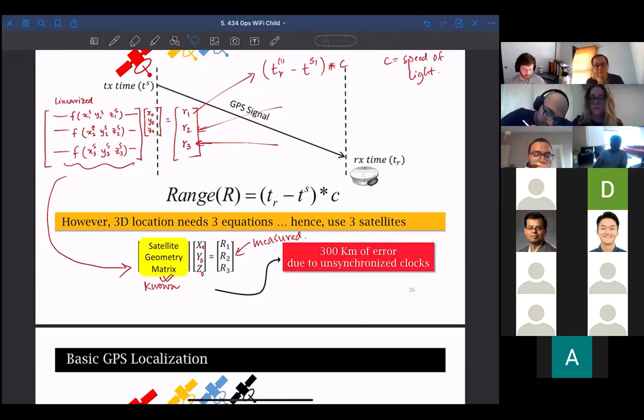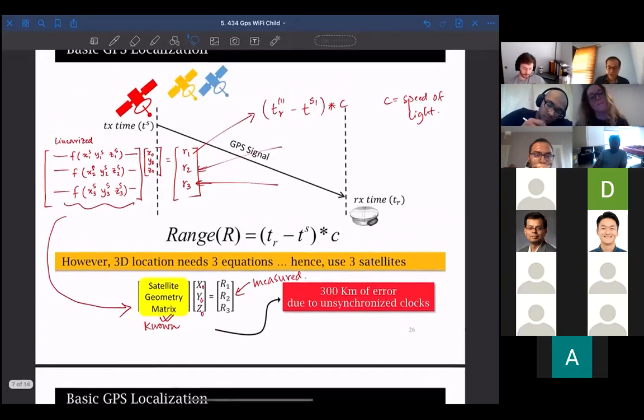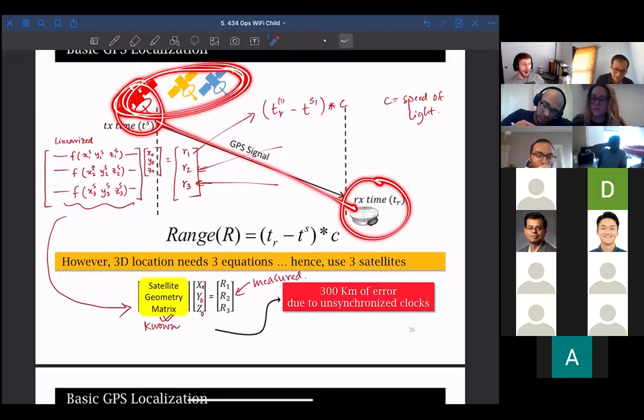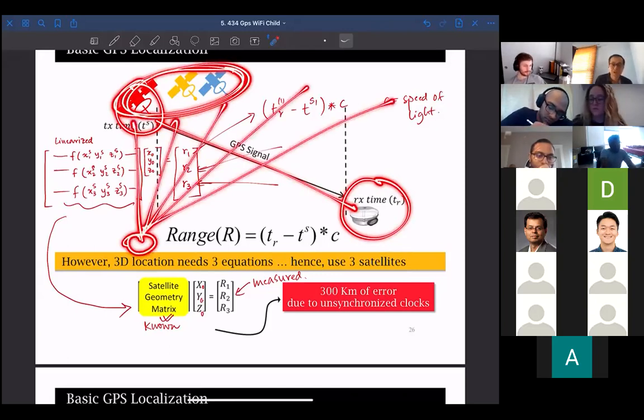300 kilometers. I thought you said the clocks were synchronized in GPS. Clocks are synchronized across the satellites. The problem over here is your phone's clock and the satellite's clock, they are not synchronized, right? Across the satellites, these clocks are synchronized because GPS centers are telling all the satellites what their clocks should be.